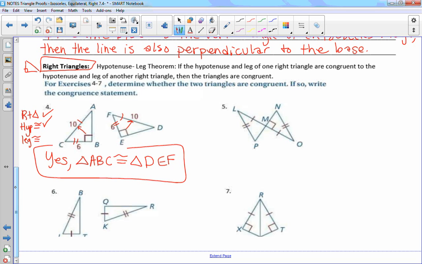Number 5, and then we're going to skip 6 and 7. Are these congruent? Let's see first. Is it a right triangle? Are both right triangles?